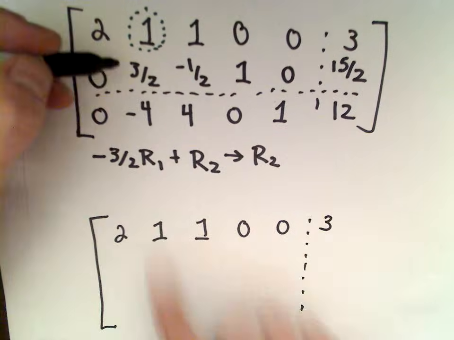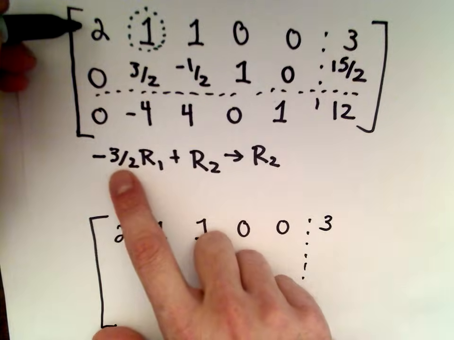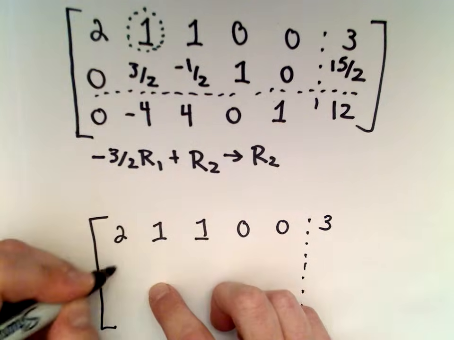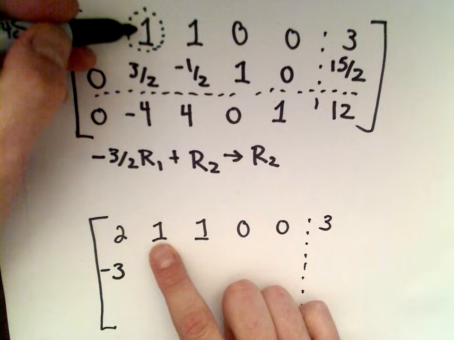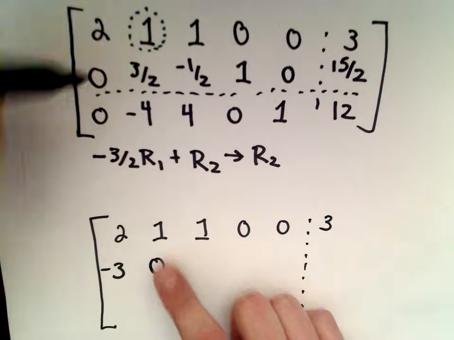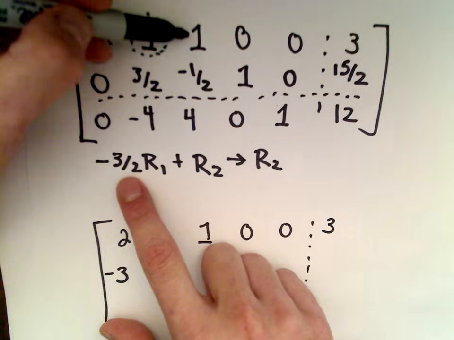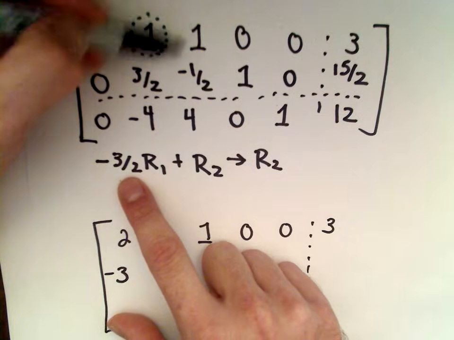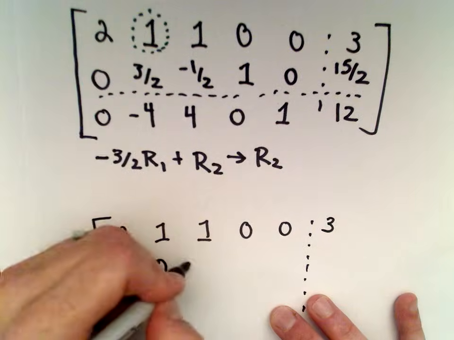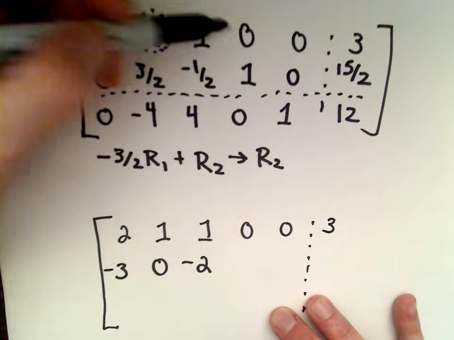Okay, so let's get 0. So we'll take negative 3 over 2. We'll multiply that by 2. Add that to 0. That's going to give us negative 3. Negative 3 halves multiplied by 1 plus 3 halves will give us 0. That's what we wanted. Let's see, negative 3 halves multiplied by 1 plus a negative 1 half. Negative 3 halves plus negative 1 half is negative 4 halves, or negative 2.